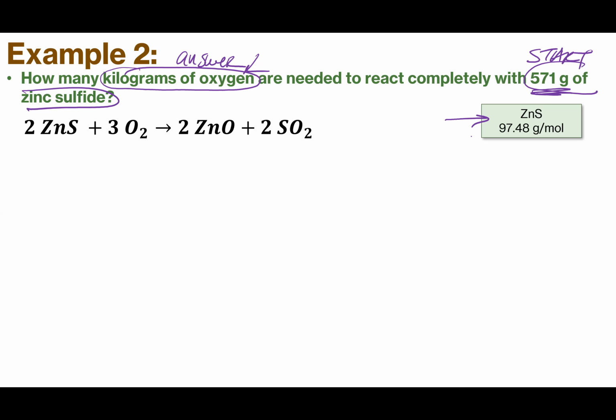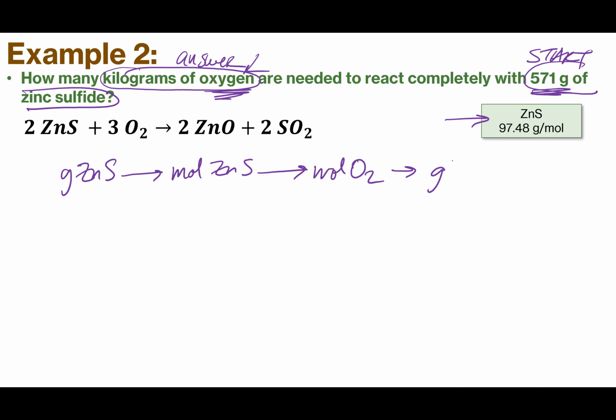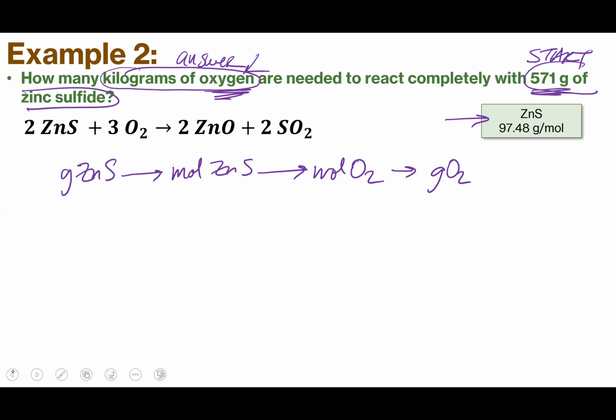If you want to come up with a plan, we can come up with a plan. Our start is grams of zinc sulfide. Because we want to use our equation, this has to be converted to moles of zinc sulfide. Once we have moles of zinc sulfide, remember we're looking for oxygen, so we can convert that to moles of oxygen. And using molar mass, we can get that to grams of oxygen. If we were looking for grams, we would be done. But we're looking for kilograms, so we're going to do one more step and get this to be kilograms of O2. Makes sense?